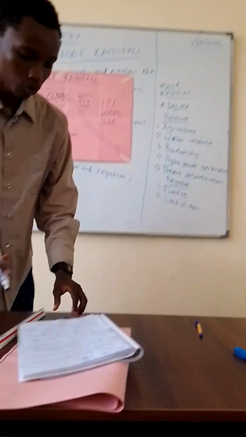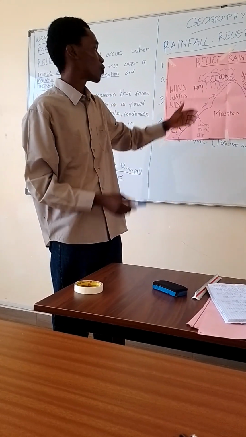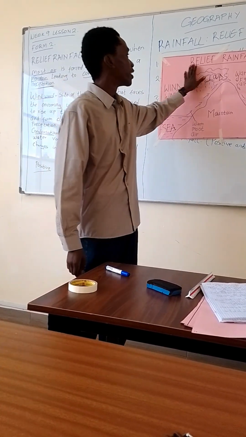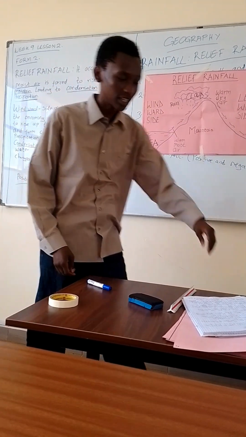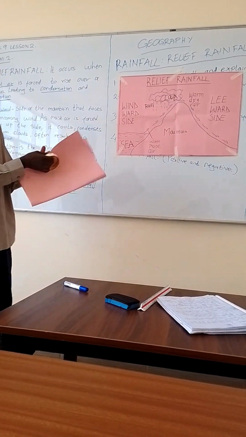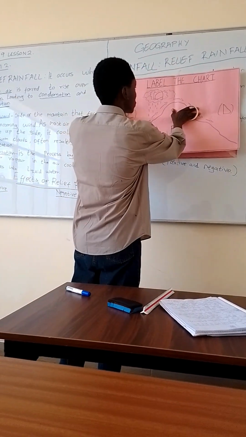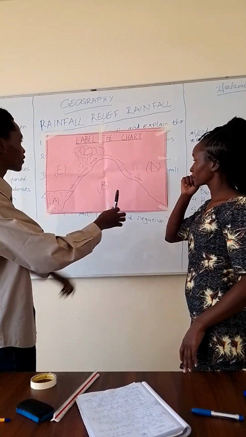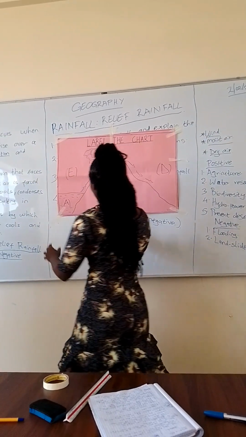So as we are almost to finish the class, I have a diagram with me here. So class will have to come and label it to show that you have understood relief rainfall. So everyone will have to come to the front and label the diagram. So Maggie, kindly come and help me set up the diagram. Before going back, first label the first part of our diagram. Any part you can remember?